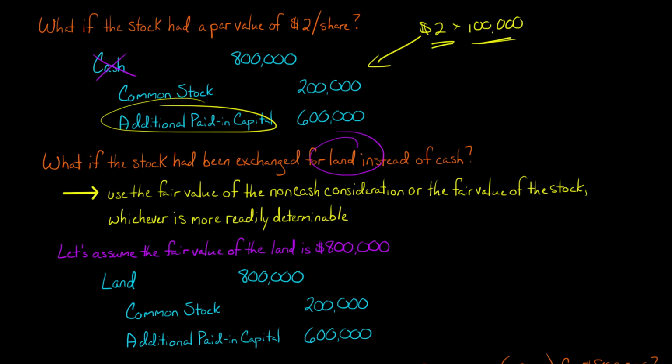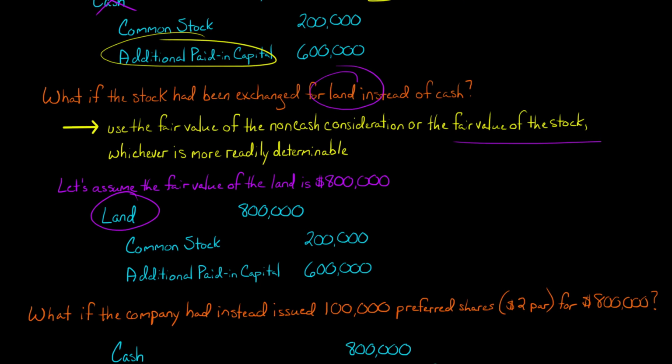So let's assume that we know the fair value of the land and that happens to be $800,000. Okay, we're going to debit the land account for $800,000. We're not debiting cash because we're not receiving any cash. We're going to credit the common stock account for $200,000. Again, that's just our par value per share times the number of shares issued. And then we're going to have our additional paid-in capital account as the plug. So we're debiting the land for $800,000. If we didn't know the value of the land, then we would use the fair value of the stock. So if we said we have no idea what the land is worth, but we know what the stock is worth, then we would debit the land for that amount.